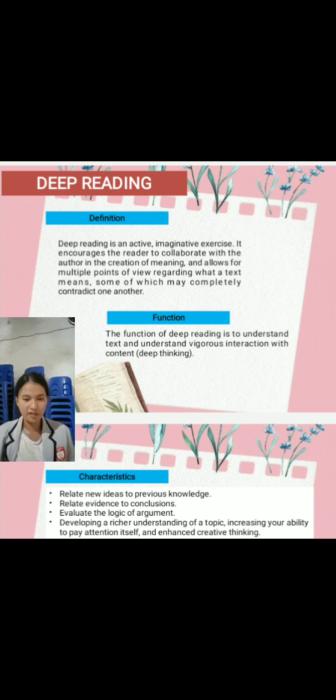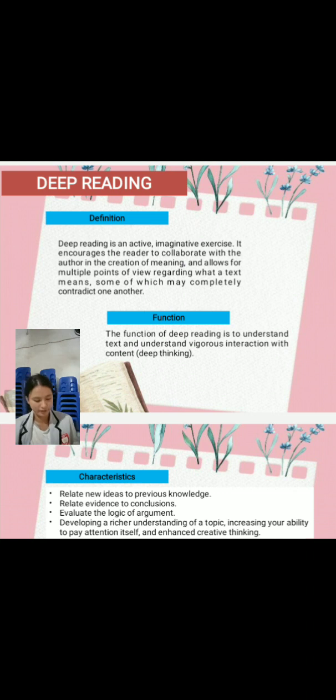Next, the materials about deep reading. The first characteristic is relating new ideas to previous knowledge. Next, relating evidence and conclusion. Next, evaluating the logic of the argument. And the last is developing a richer understanding of a topic, increasing your ability to pay attention and sense reactive thinking. That's all about deep reading.